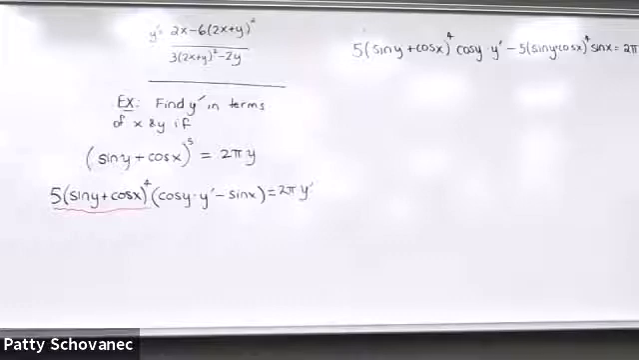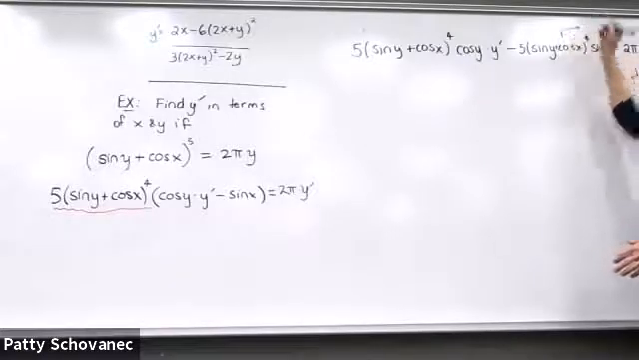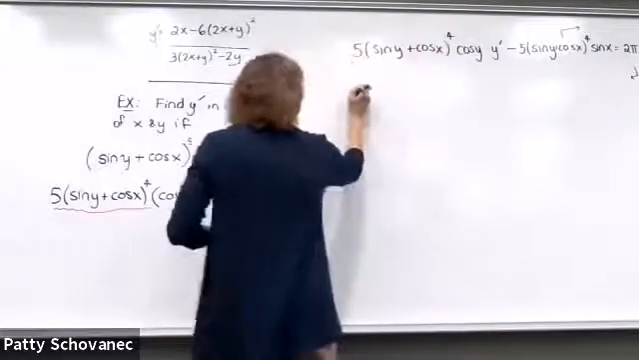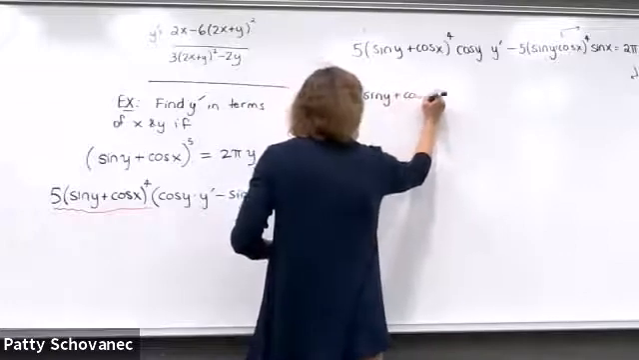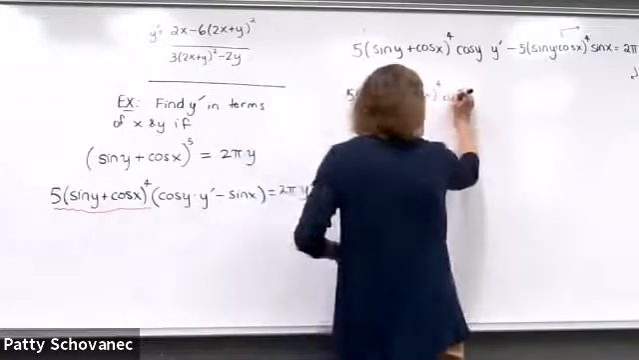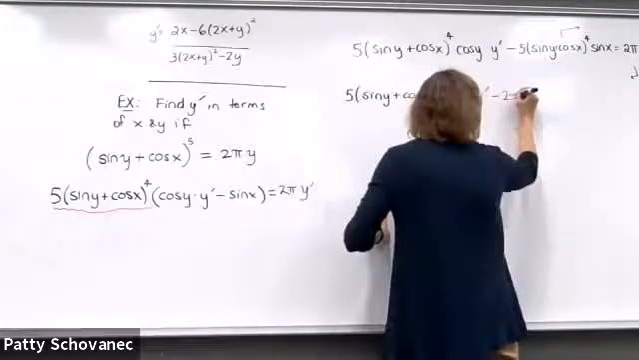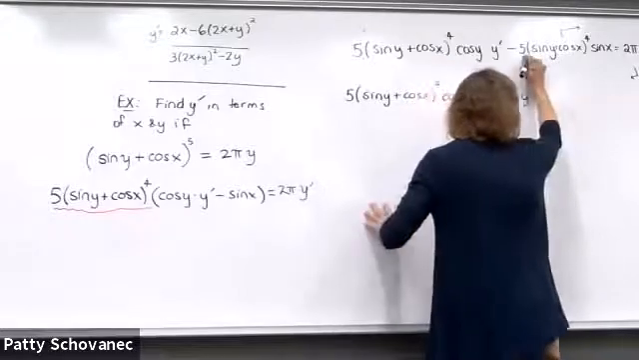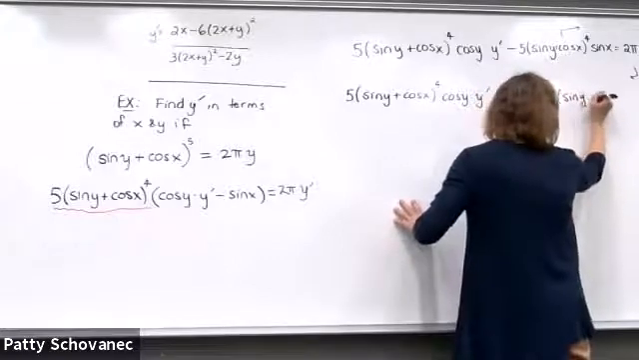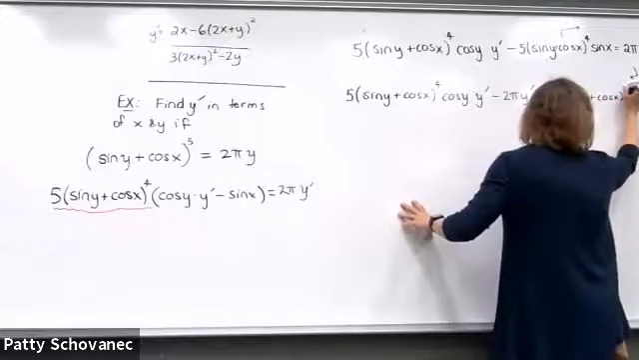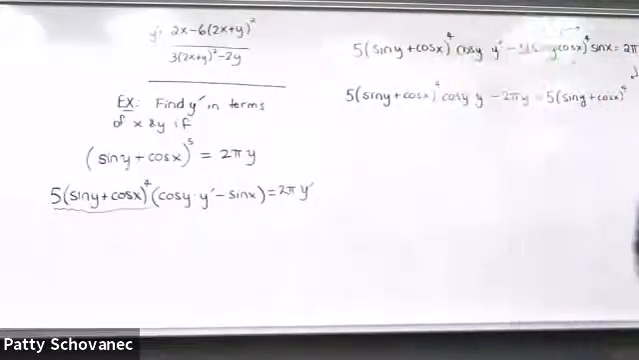Okay, let's get our y prime terms together. So I'm going to leave that there, pull that over, pull that over. So we have 5 sine of y plus the cosine of x all to the 4th, cosine of y, y prime, minus 2 pi y prime. And that moves over, becomes plus sine of y plus cosine of x to the 4th. Happy with that?